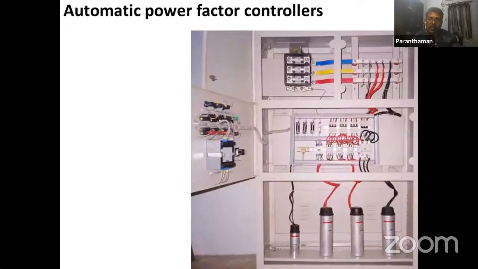Automatic power factor controls. What does it do, sir? You can see the capacitors connected through the switches, and all these are connected to the three phases R, Y, B, and their measurement will be on line. Whenever the power factor becomes worse, the capacitors will cut in one by one. And when the power factor gets improved, the capacitors will automatically cut off.